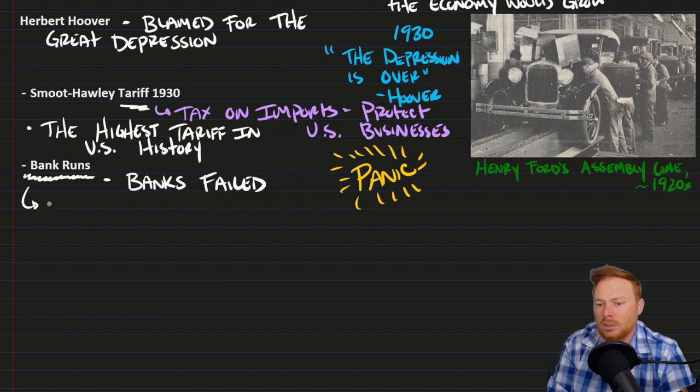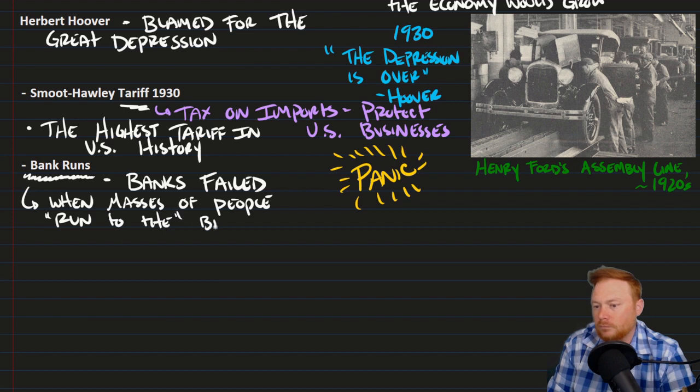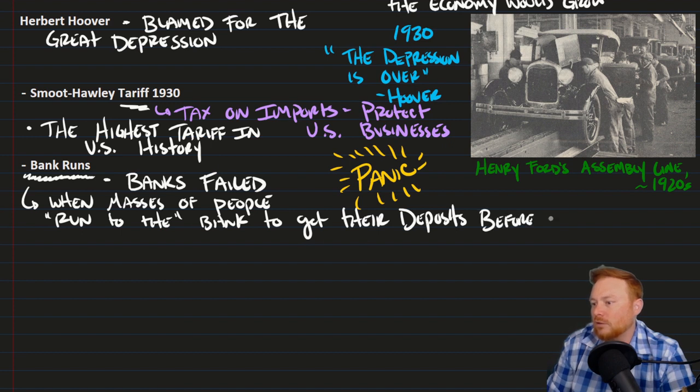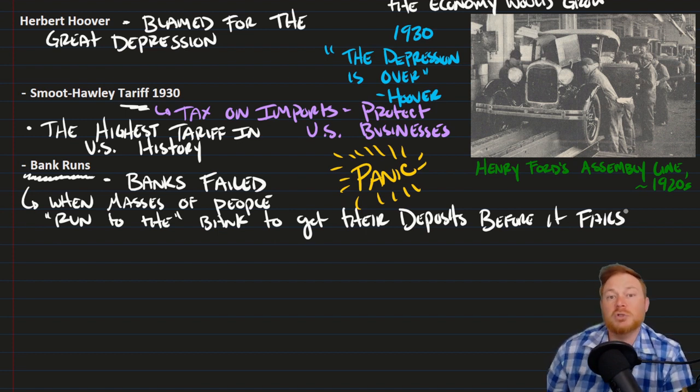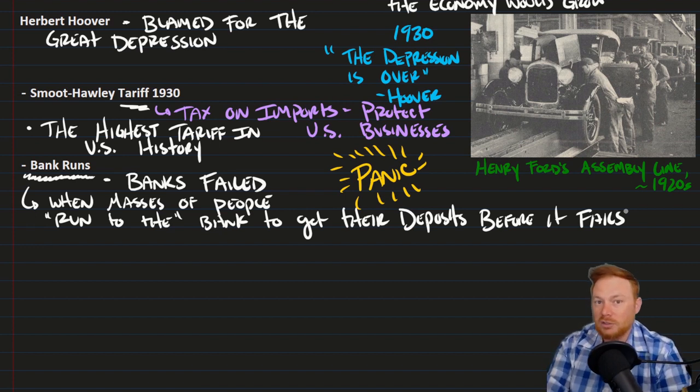A bank run is when, we'll say, masses of people, quote unquote, run to the bank to get their deposits before it fails. Right? So, you hear that the banks are going out of business. You, as someone who deposited money in a bank, go and run to the bank and say, look, I'm going to try and get my money out before that bank fails. Because if that bank fails, that's it. You just lost all of your deposit.